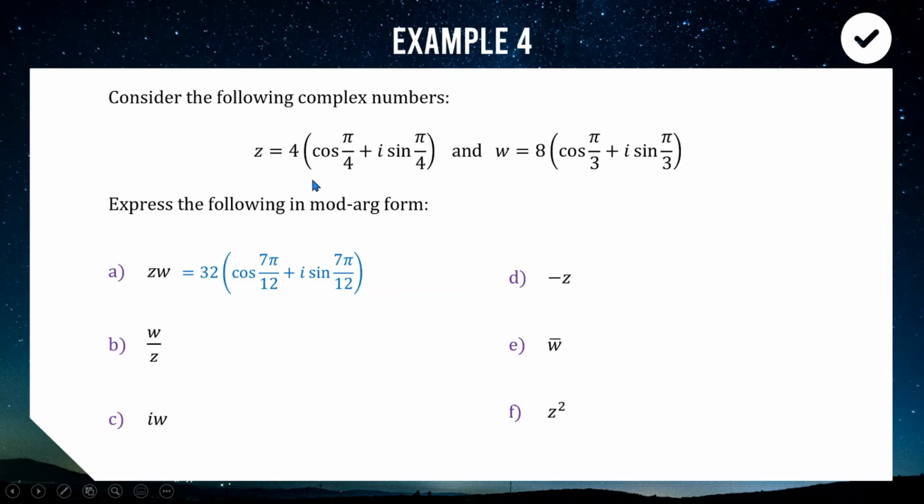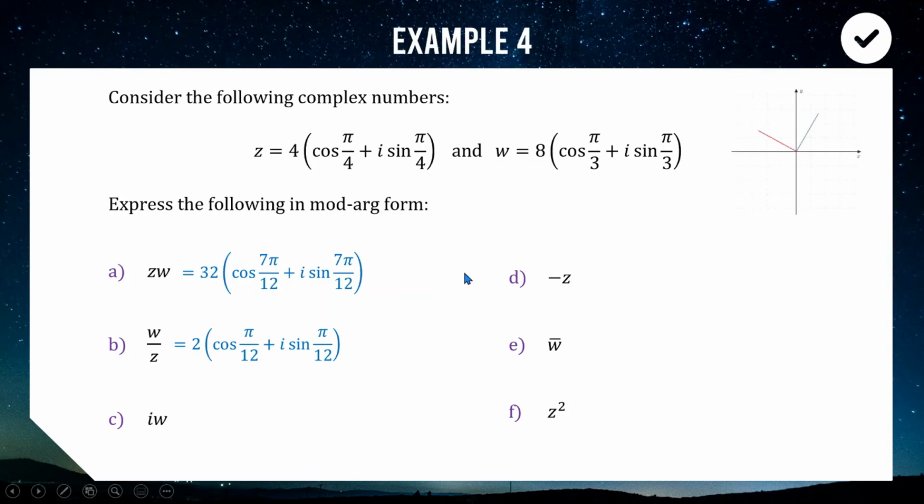For our arguments, we're going to do the argument of w, which is pi on 3. We're going to subtract pi on 4, which will give us pi on 12. So we have 2 times cos pi on 12 plus i sine pi on 12. There is our quotient.